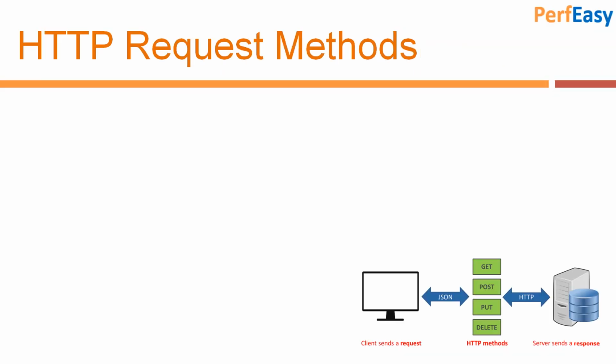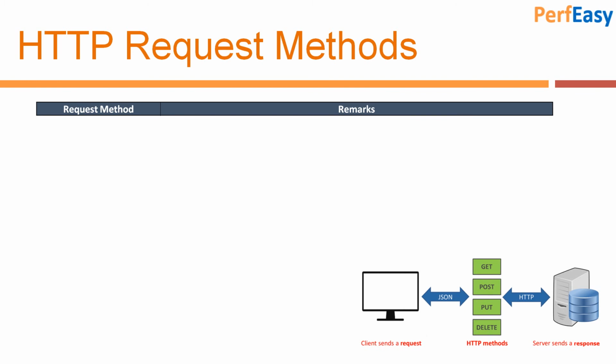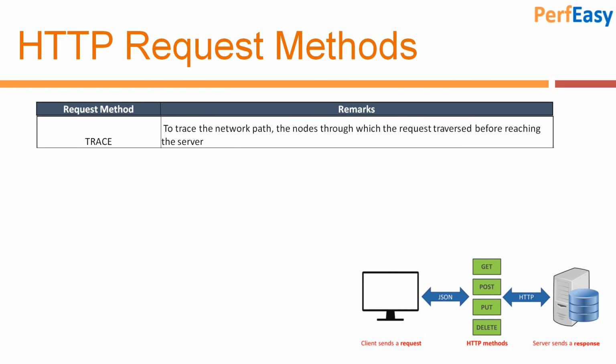Let us move on to the topic that we are going to talk about in detail today. Today we are going to talk about the request methods and the corresponding descriptions. The first one is the TRACE method. The TRACE method is used to trace the network path. In a network there can be multiple nodes. Nodes can be a proxy, a switch, or a router. So this method is used by networking people, who make sure that the network is properly configured.